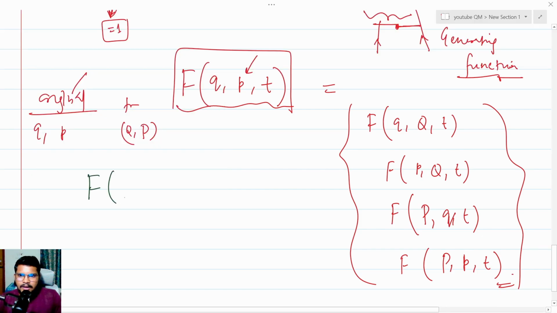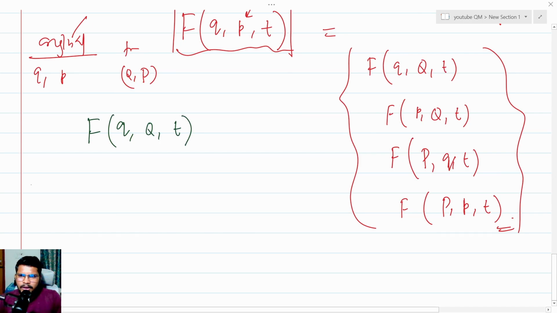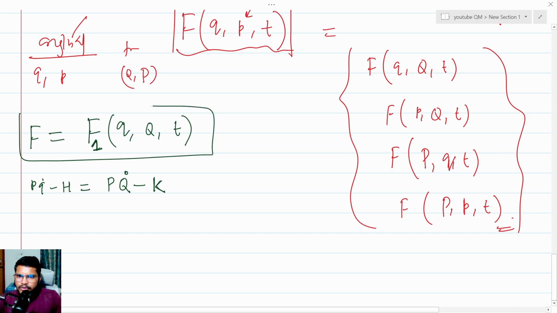Now, once we know that, let us say I have a function depending on q, Q, t. Then what will I do? You get p q dot minus Hamiltonian, which is equal to P Q dot minus K. I don't know what K is, but let us say I have F equal to something F1. This is the generating function that is going to depend on this, plus dF over dt. It is the full derivative.